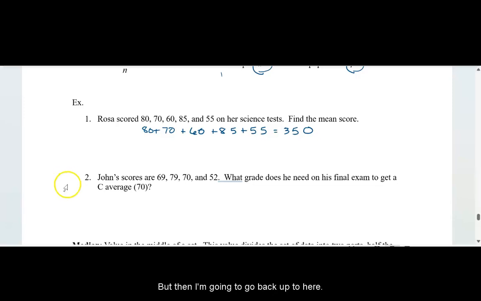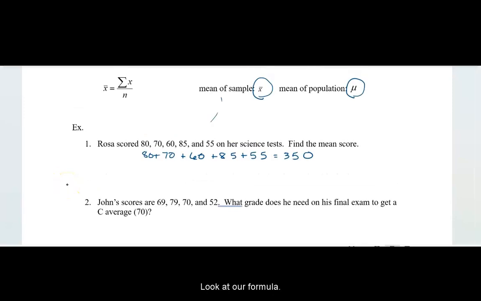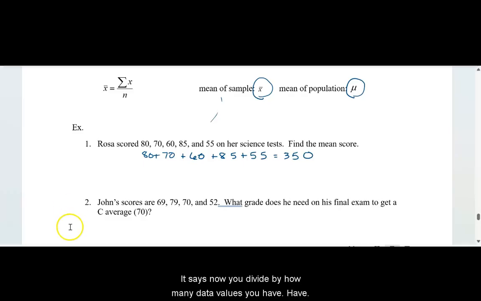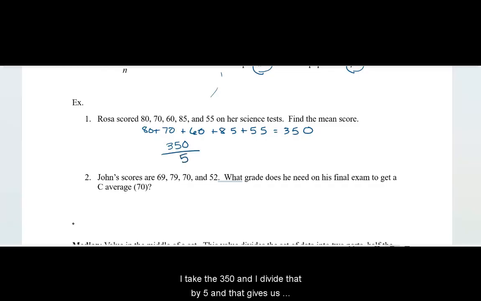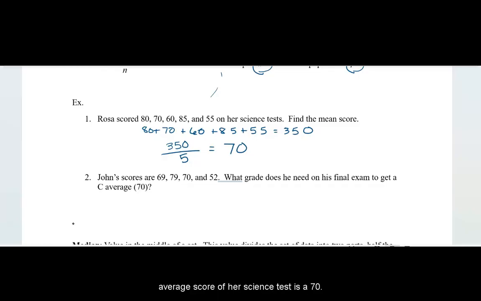But then I'm going to go back up to our formula. It says now you divide by how many data values you have. Well, in this example, how many data values do we have? 1, 2, 3, 4, 5. I take the 350 and I divide that by 5. And that gives us 70, meaning the mean, or the average score, of her science tests is a 70.